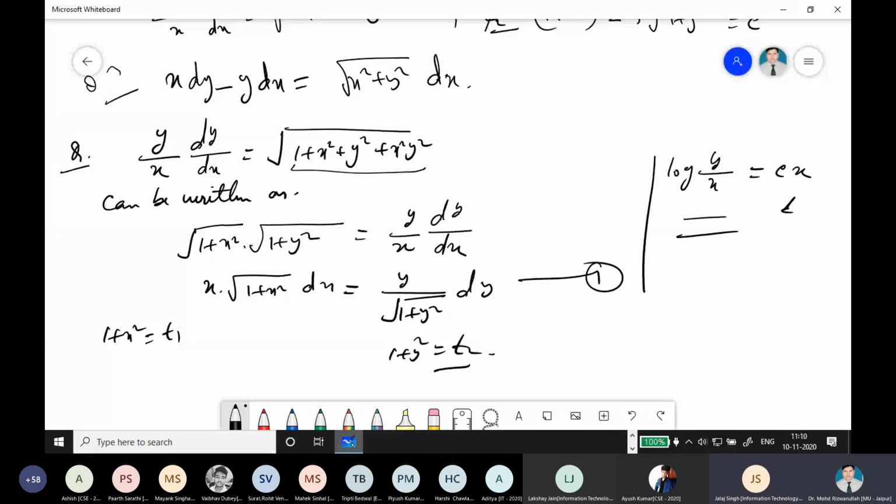One more also: 1 plus e to the power x by y dx plus e to the power x by y into 1 minus x by y dy. Is this based on homogeneous or non-homogeneous, or variable separable? Sir, homogeneous. Okay, what is the question? 1 plus e to the power x by y dx plus e to the power x by y into 1 minus x by y dy.